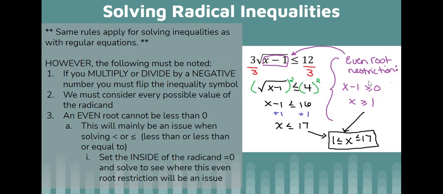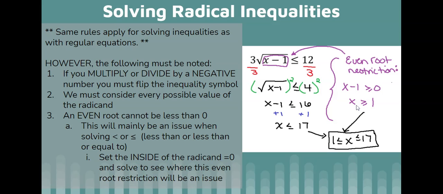And all that means is you take the inside of your radical. This is only for even roots. So if this was a cube root, a 5th root, a 7th root, we wouldn't have to worry about it. But square roots is an even number. You take the inside, you take your radicand, set it greater than or equal to 0 because you want it to be a positive number, bigger than 0. It can equal 0, that's fine.